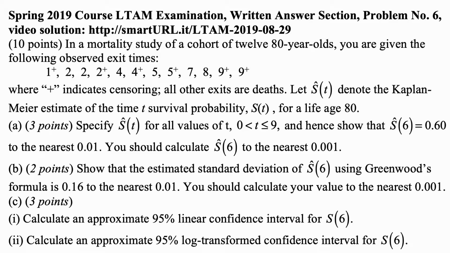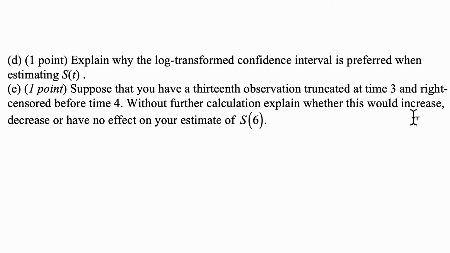Part C. Calculate an approximate 95% linear confidence interval for S of 6. Calculate an approximate 95% log-transformed confidence interval for S of 6. Part D. Explain why the log-transformed confidence interval is preferred when estimating S of t. Part E. Suppose that you have a 13th observation truncated at time 3 and right censored before time 4. Without further calculation, explain whether this would increase, decrease, or have no effect on your estimate of S of 6.